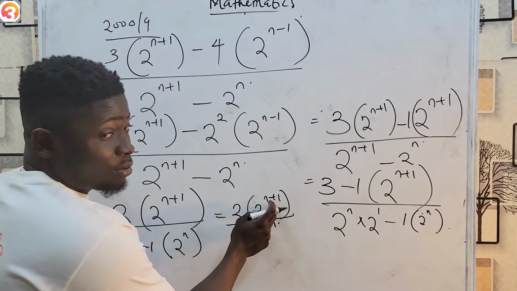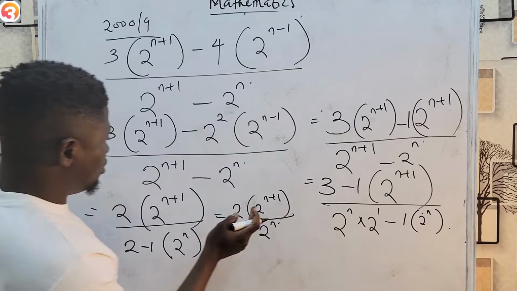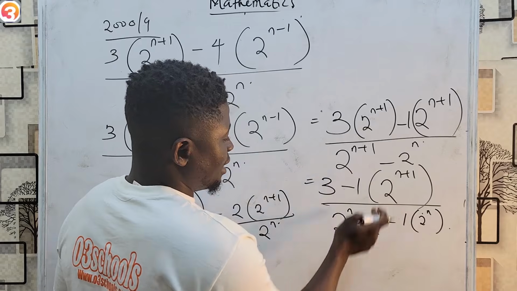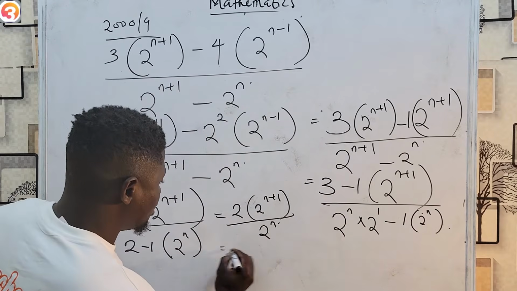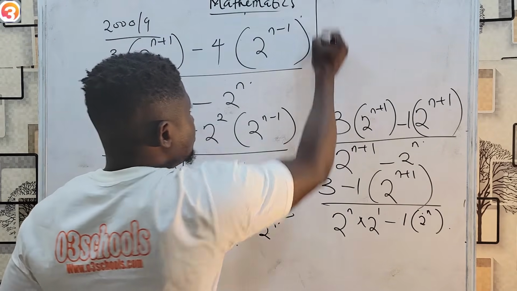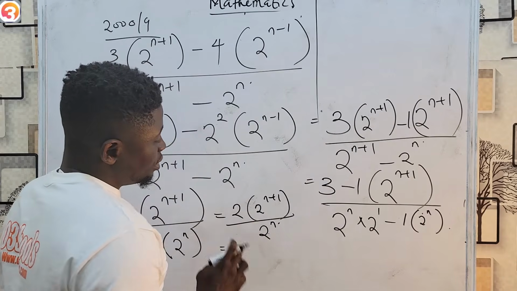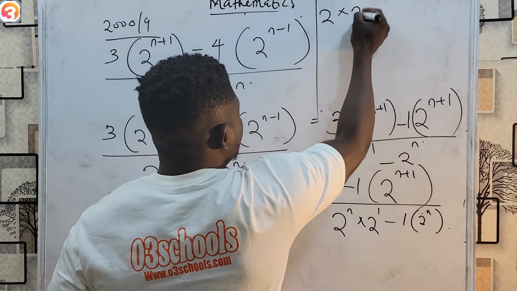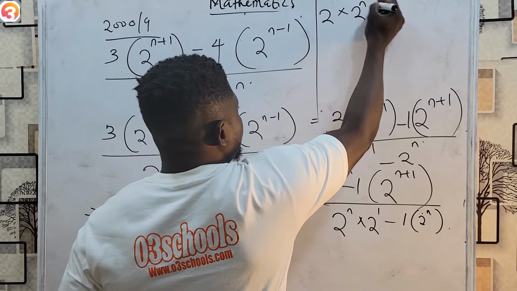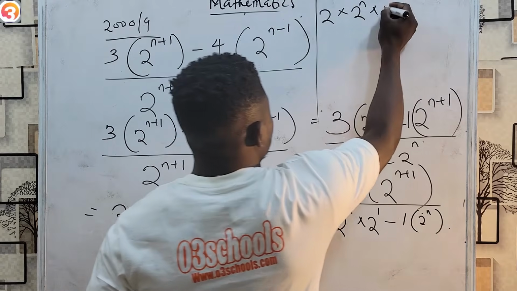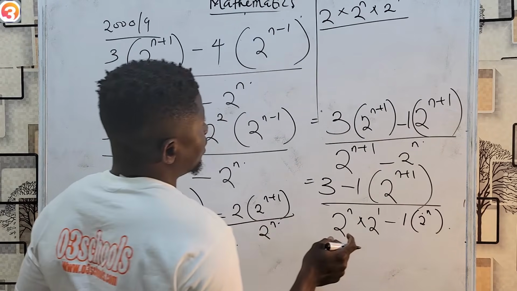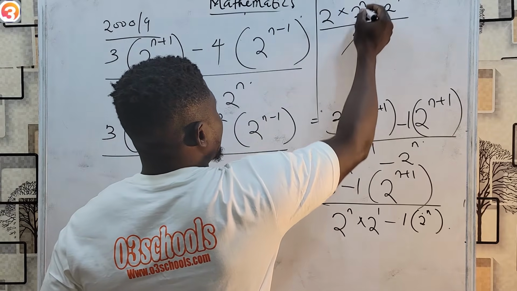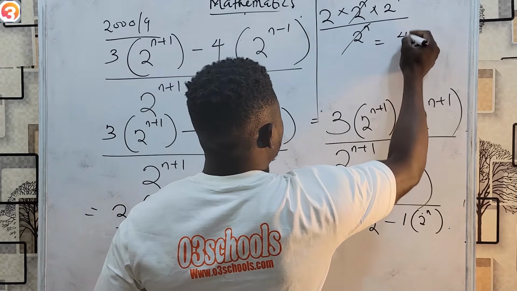So we can break this one down the way we broke the other one down, from here to here. So I'm going to have 2 times 2 raised to the power n times 2 raised to the power 1, all over 2 raised to the power n. So 2 raised to the power n will cancel 2 raised to the power n. 2 times 2 is 4.